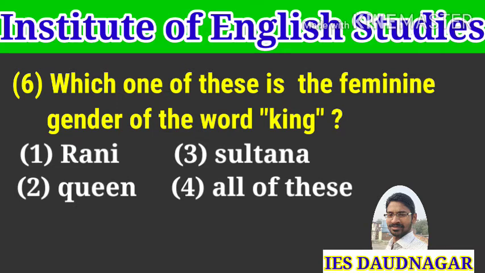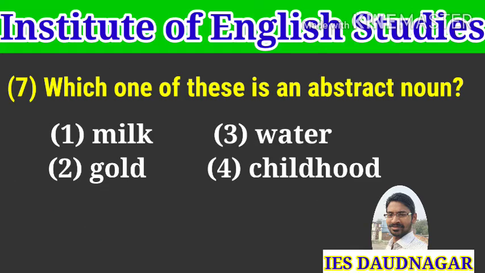Which one of these is the feminine gender of the word king? Correct answer is queen. Which one of these is an abstract noun?